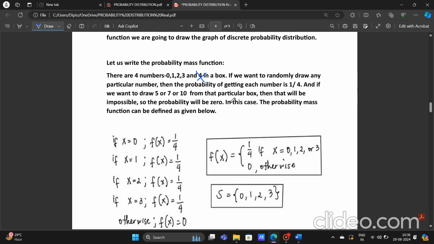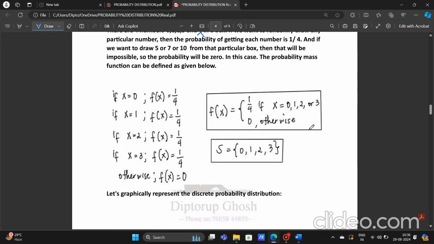So let us write the probability mass function. If x equals 0, then f of x, which is nothing but the probability, is 1 by 4. If x equals 1, the probability is again 1 by 4. If x equals 2, the probability is again 1 by 4. If x equals 3, the probability is again 1 by 4. Otherwise, if x does not belong to any of these values 0, 1, 2 or 3, then f of x, that is the probability, is 0.